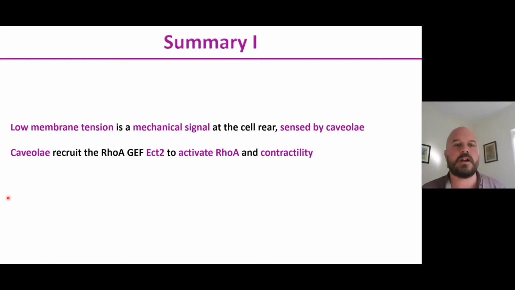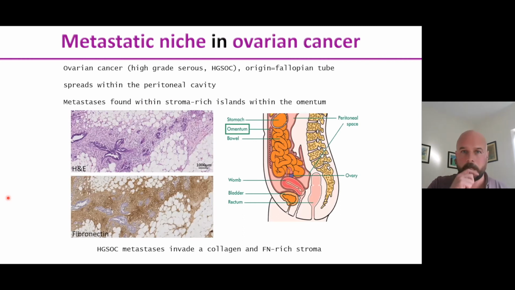But now I want to try to convince you with some preliminary data that this pathway might also play a role in matrix assembly. We're interested in matrix assembly within the ovarian cancer metastatic niche. Ovarian cancer is now thought to arise in the fallopian tube and progress via the ovary, which is an important staging post, but the real problems stem from metastasis within the peritoneal cavity. The omentum is a fold of peritoneum that seems particularly important in the metastatic spread of ovarian cancer.